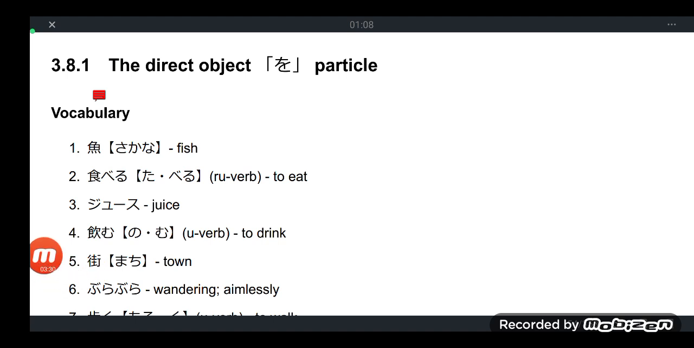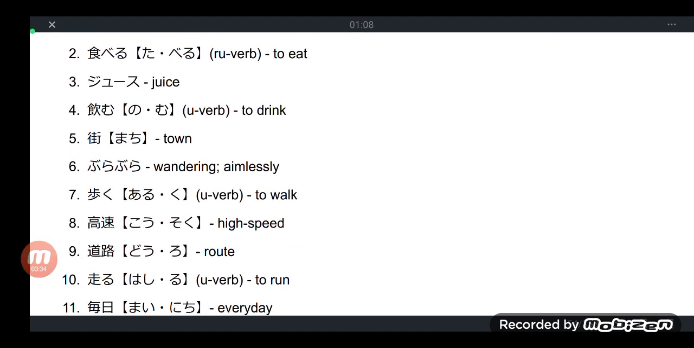Machi, meaning town. And then bora bora, or wandering aimlessly. You know, when you're strolling in malls with your friends, sometimes you want to walk inside the mall, aimlessly walking in parks or in malls. Bora bora. Aruku, this kanji is aruku, meaning to walk.